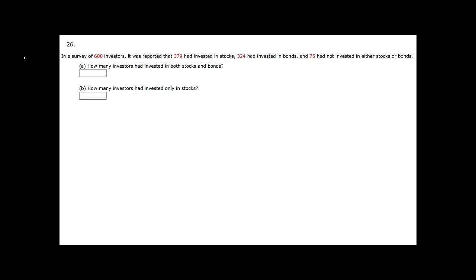Before we get too deeply into this, let's go ahead and put our Venn diagram up. We know that the number of investors, which is 600, is the number of elements in our universal set. If we have a set S for stocks, that would be 379. If we create a circle B for bonds, that'll be 324.